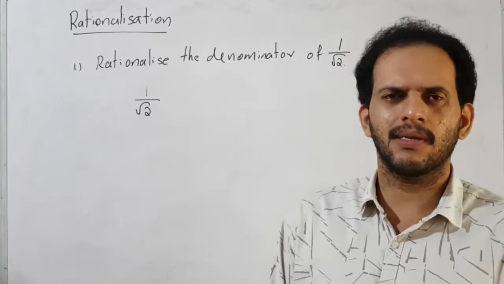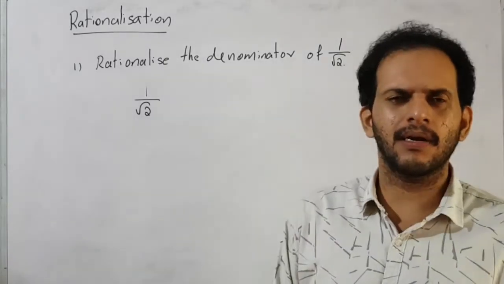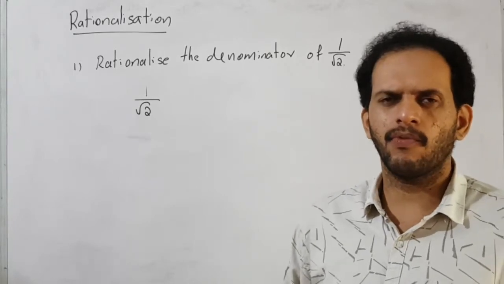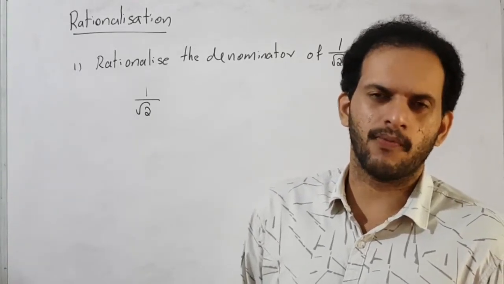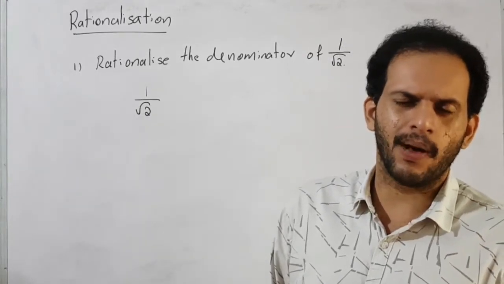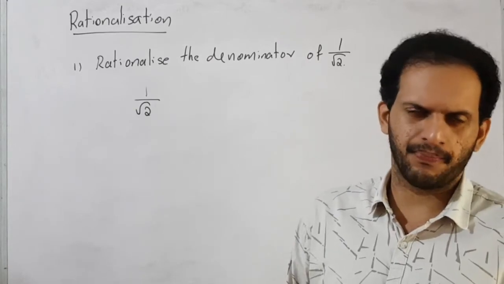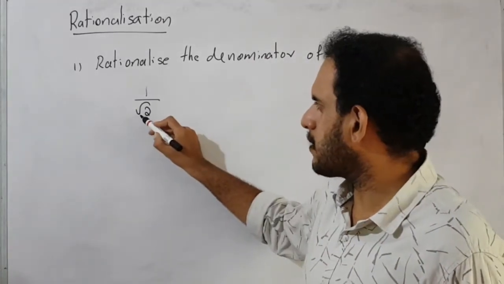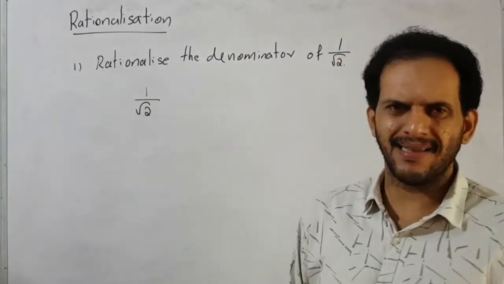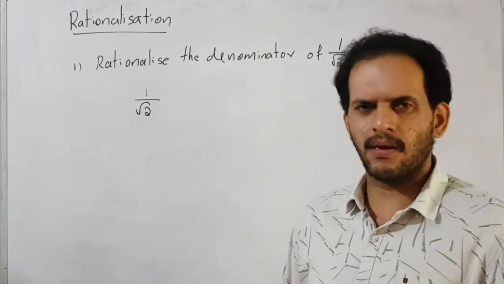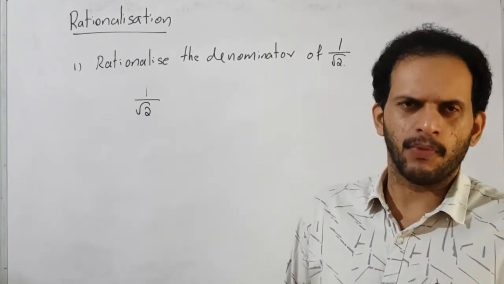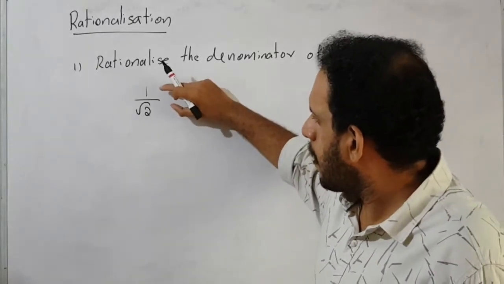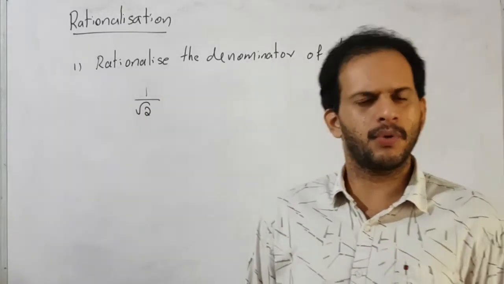The denominator is a monomial, a single term, correct? A single term is only in the denominator. So how do we make it? We need to make it in the form root a whole square, which we already learned is equal to a. So to eliminate the radical symbol, when the denominator is a monomial, a single number, we convert it into the form of root a whole square. For getting root 2 whole square, the next step is to multiply both numerator and denominator by root 2.